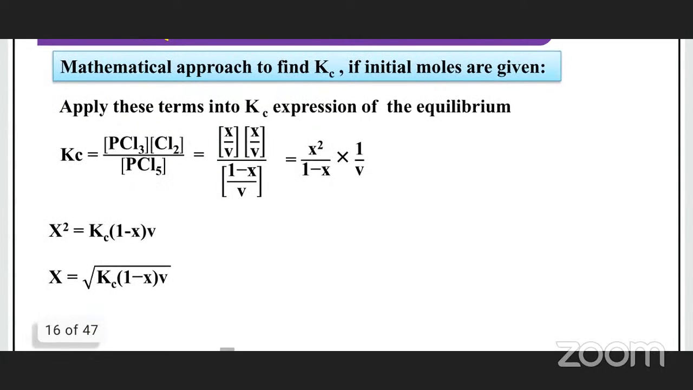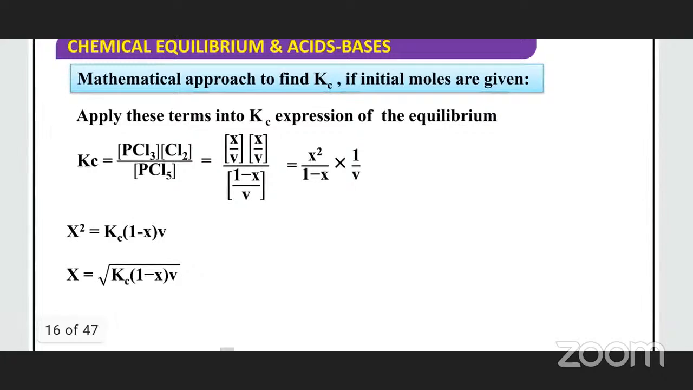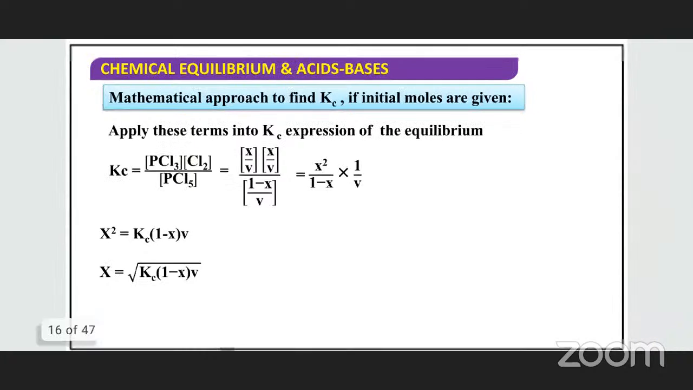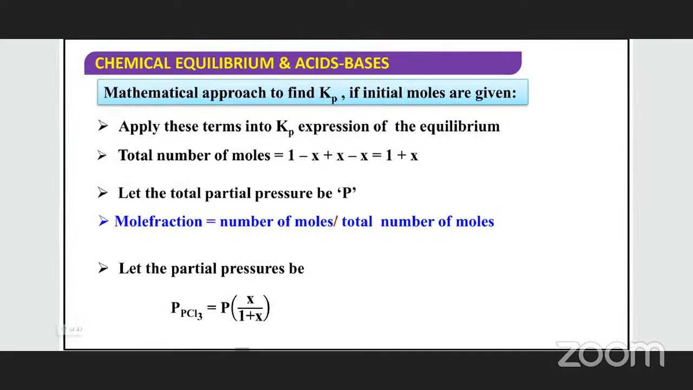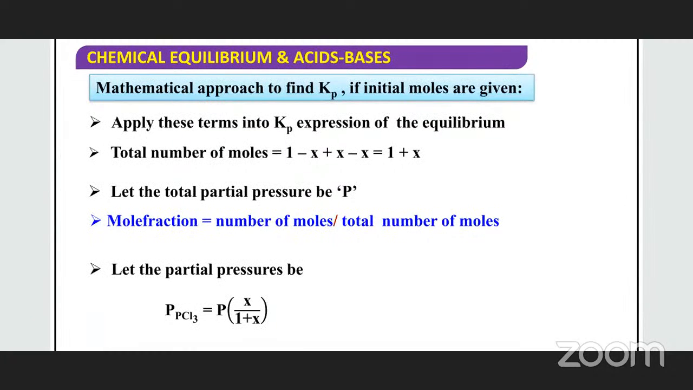The molar concentration of PCl3 is equal to x by V, and Cl2 concentration x by V, by (1 minus x) by V. That is equal to x squared by (1 minus x) into 1 by V. Therefore, x squared is equal to Kc into (1 minus x) into V. Therefore, x is equal to square root of Kc into (1 minus x) into V. Apply these terms into the Kp expression of equilibrium. Total number of moles is equal to 1 minus x plus x plus x, that is equal to 1 plus x.